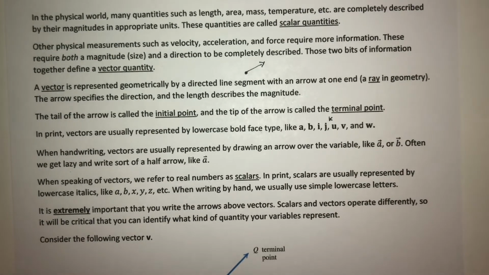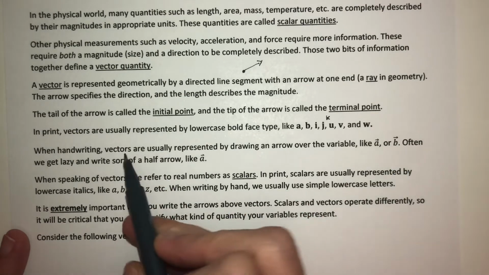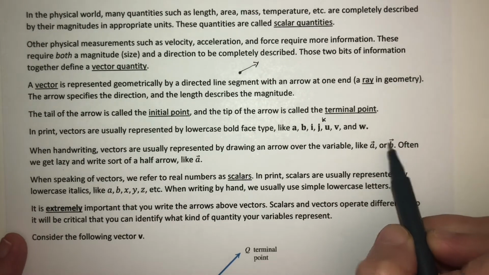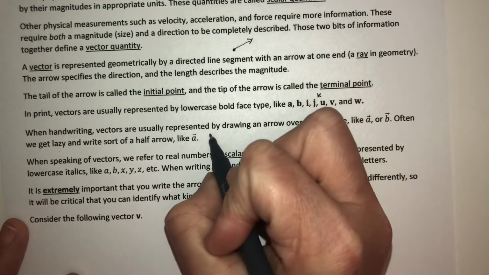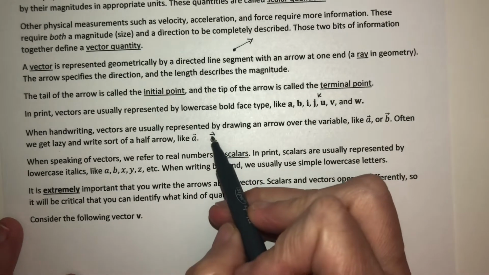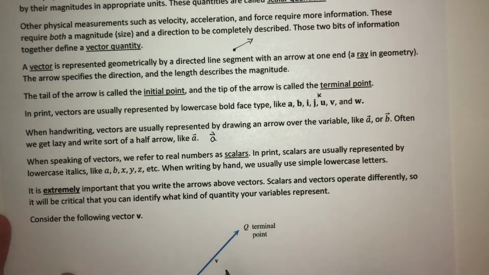Now, when handwriting, we can't write bold. So when we're using a variable for a vector, we usually draw an arrow over the top. And sometimes we get lazy and draw sort of a half arrow, so we don't put the whole arrow on the end. But you definitely need to make a distinction that you're talking about a vector by putting some mark over it.